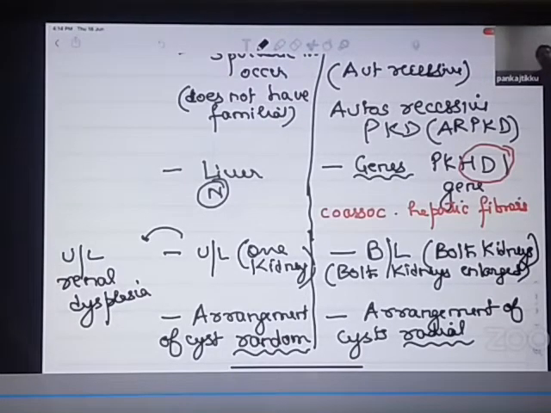Because of the random arrangement of cysts, usually we say the soap bubble appearance, or it is also called the bunch of grapes appearance on an ultrasound. So if someone asks you, a bunch of grapes appearance or soap bubble appearance on a fetal ultrasound is usually indicative of which disorder? It indicates the presence of a multicystic dysplastic kidney.